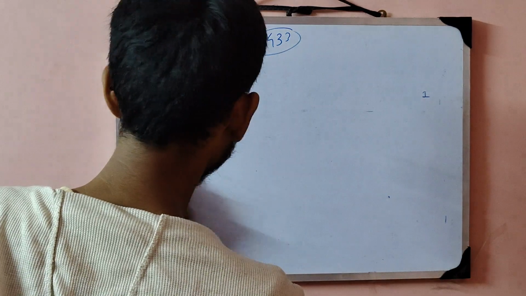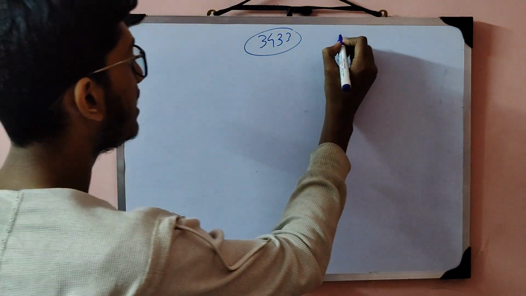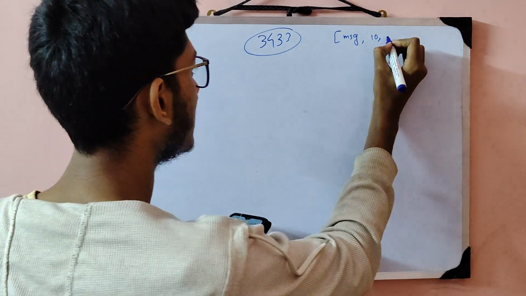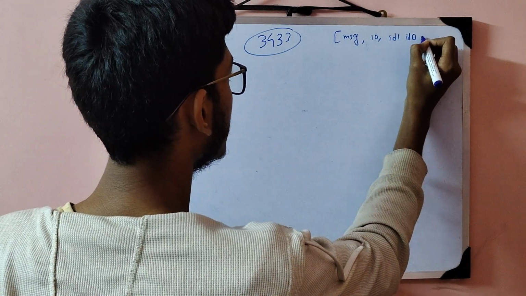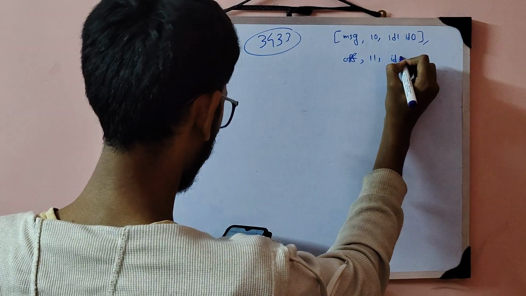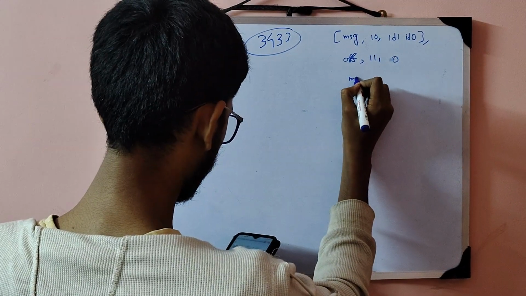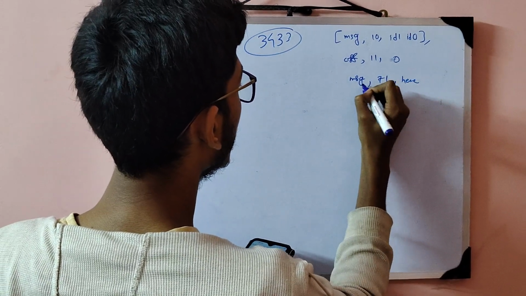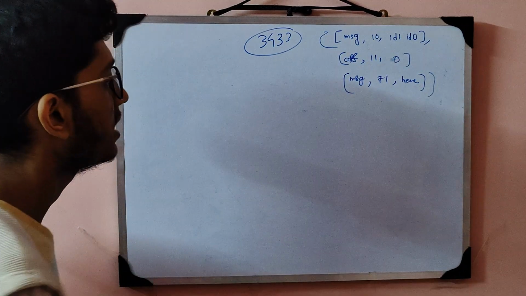For the coding part, I will be writing the events, and I'm not writing the type as a string again and again. Message 10 and id 1, id 0. Next one, offline 11, sorry, 0, and next message 71 here. So this is my event list.